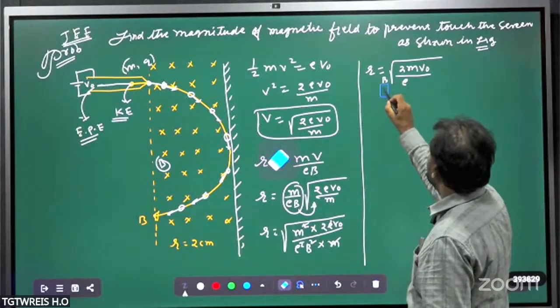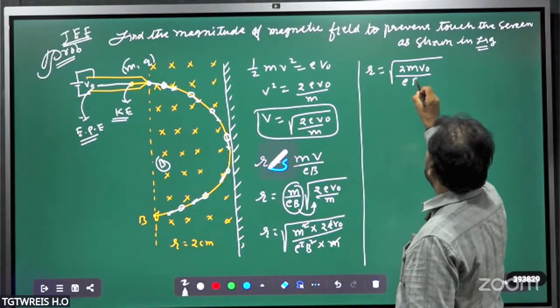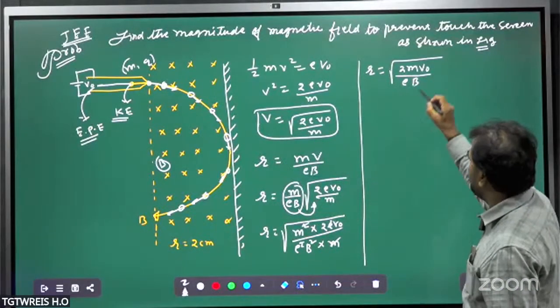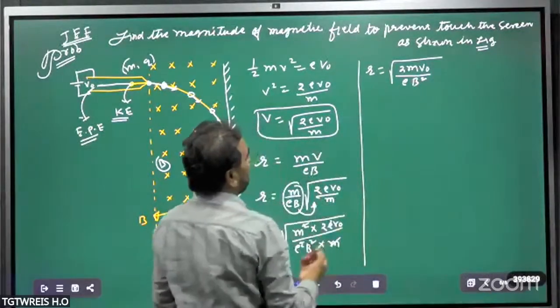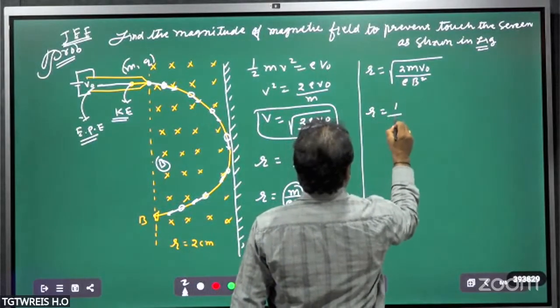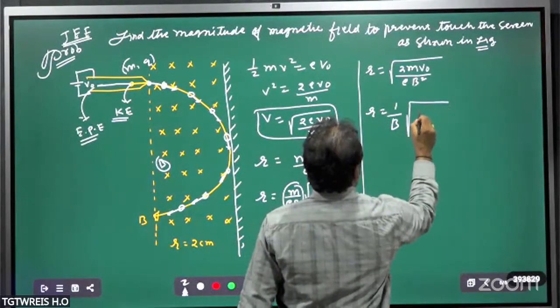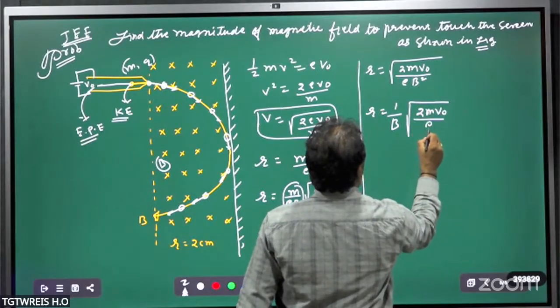You see, this is what I am writing, E into B. Is it clear? E into B square, take that B square outside. This is taking out of the root. Then R is equal to 1 by B into root over 2m V naught upon E.